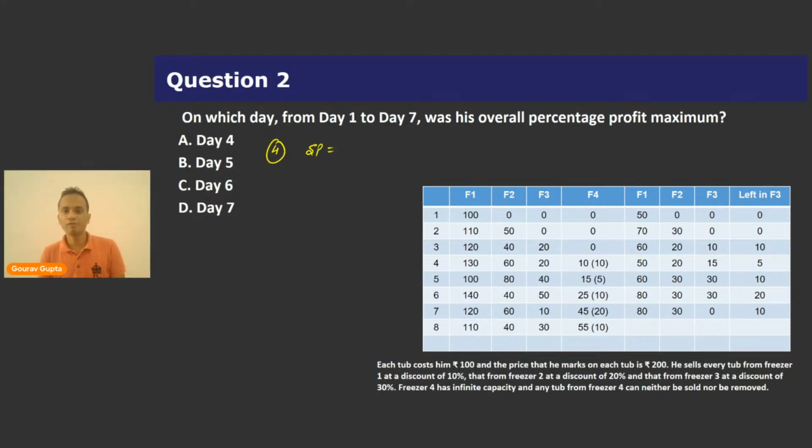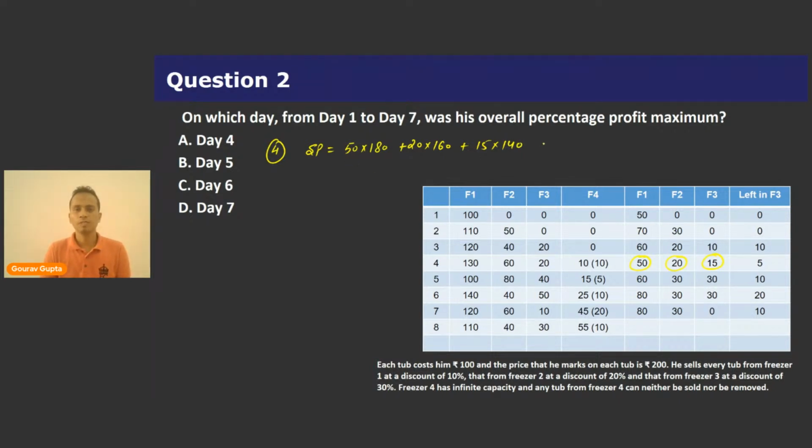Now, day number 4, from freezer 1, he sold 50. From freezer 2, he sold 20. And from freezer 3, he sold 15 ice cream tubs. So the total revenue that will be collected will be 50 multiplied by 180 plus 20 multiplied by 160 plus 15 multiplied by 140, right? That will be the total revenue.